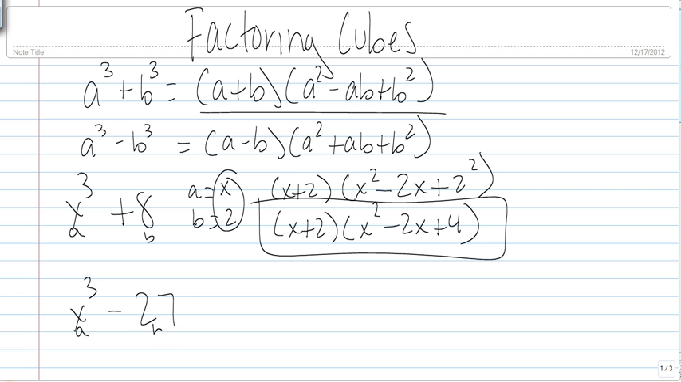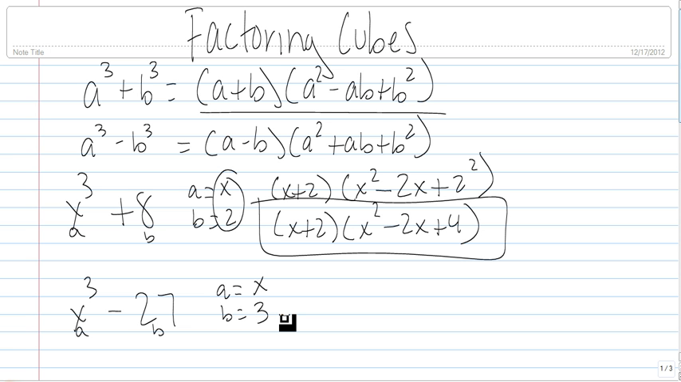Okay, label your A and your B, and let's go backwards. So x to the third, we already know is x. Going backwards, 27 is what number multiplied by itself 3 times? It's 3. 3 times 3 is 9, and then 9 times 3 is 27. So you know that this will be 3. Now let's follow that bottom formula, the same way we did the top one.